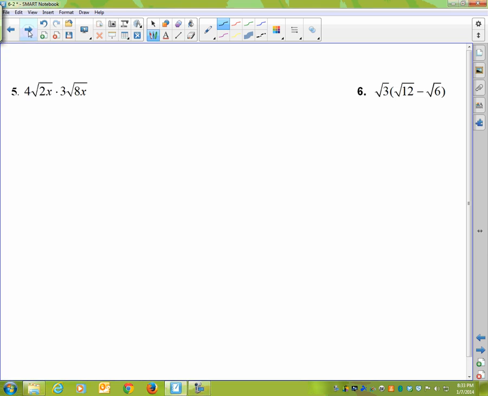So let's look now at numbers 5 and 6. And this will be the last 2 problems in this segment. I'm going to get number 5 started and then let you finish it out. We're going to bring it together under one radical sign, just as before. The 2 numbers on the outside, the 4 and the 3, they come together outside the radical. And then the numbers inside, the 2x and the 8x, they come together.